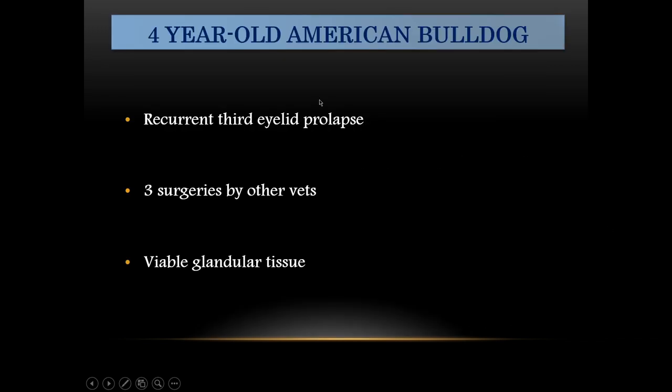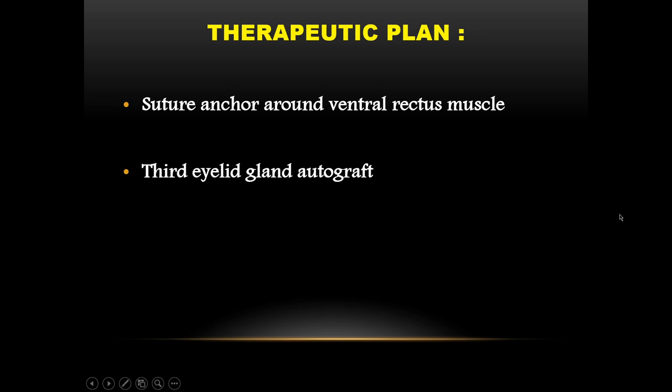So the other case is a 4-year-old American Bulldog. Had a recurrent third eyelid gland prolapse. Had 3 surgeries by other vets before it was referred to me. Okay? And the gland tissue was viable. So the therapeutic plan in those cases, you have 2 choices. Suture anchor around the ventral rectus muscle, because they tried 3 times the Morgan pocket technique already. So we gotta switch the technique. Or you can do the third eyelid gland autograft.